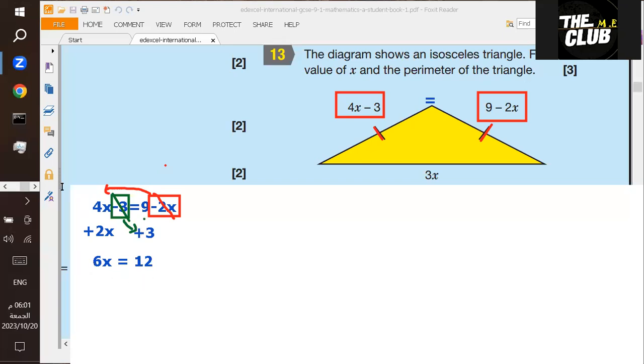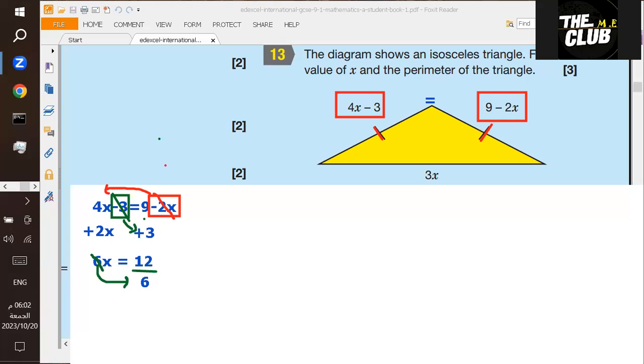Now 6x equals 12. What am I going to do? I need x alone. It means I have to move the 6, because it's multiplied, to this side by dividing. So I'm going to divide it like this: 12 divided by 6. And because I moved it to the other side, I'm going to put a line on it so we don't get confused.